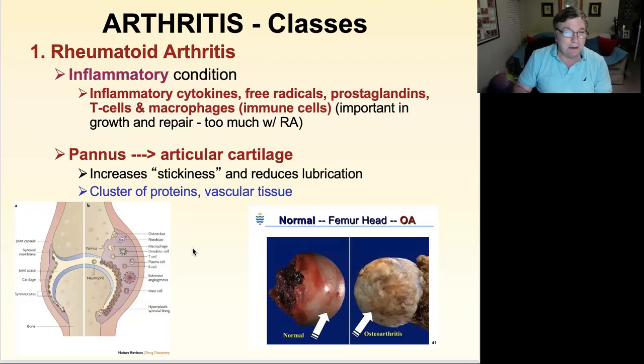So it's too bad. But anyway, one of the things that happens as this inflammation continues is that the synovial membrane starts to produce an unusual type of protein that gets kind of gnarled up all the way through the joint capsule. And it's called pannus. It reduces the lubrication, increases stickiness. It's a cluster of usually malformed proteins, vascular tissue.